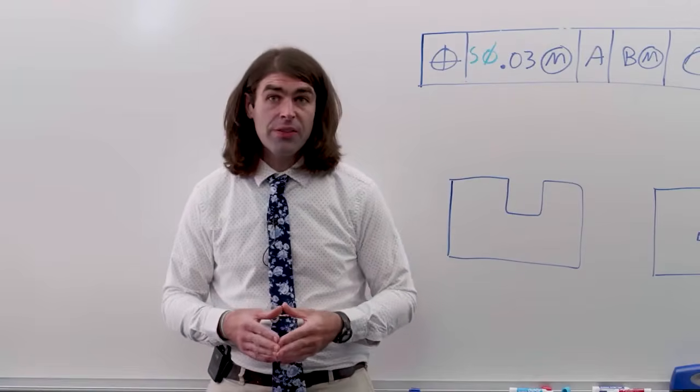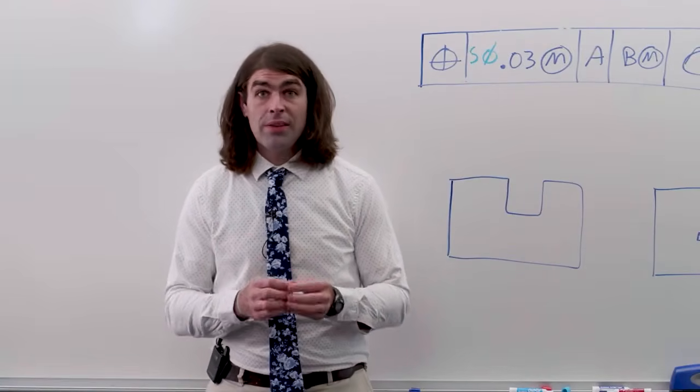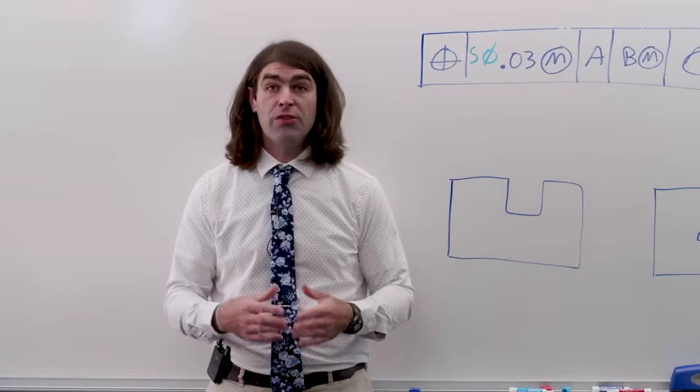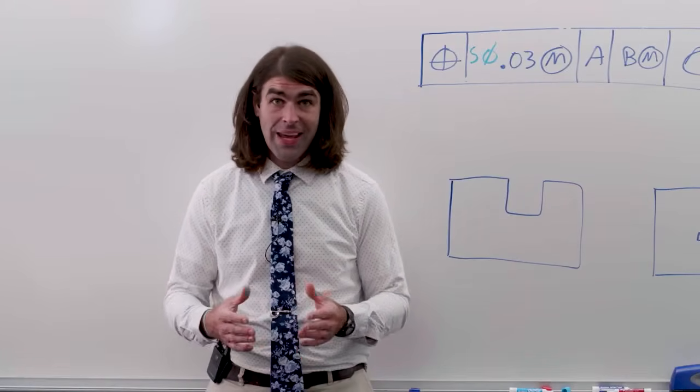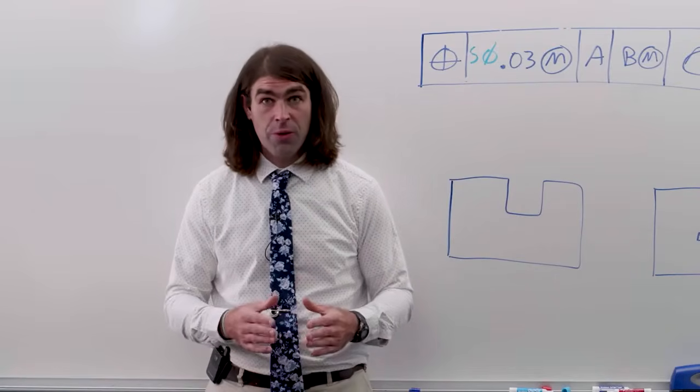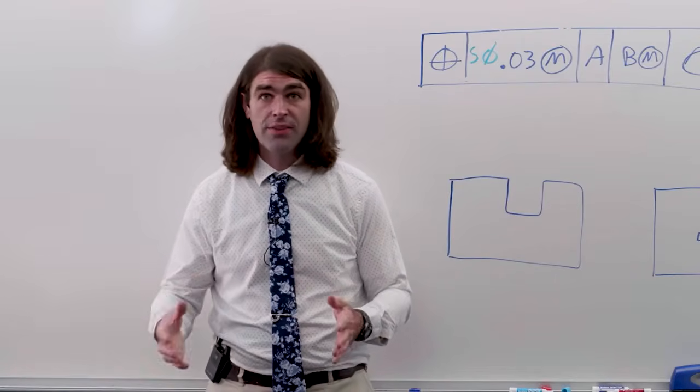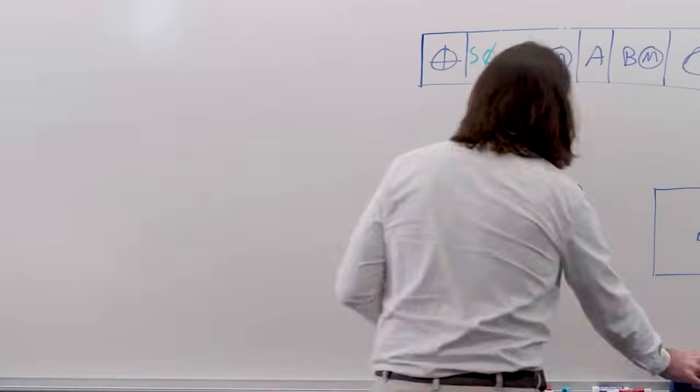Now, position tolerances only work with datums. You have to be measuring from somewhere. So position tolerances locate things. In order to locate something, you have to compare it to a different place. Let me show you what I mean on the board.